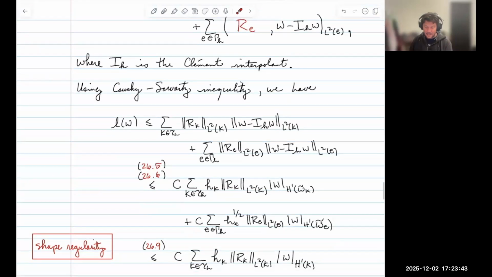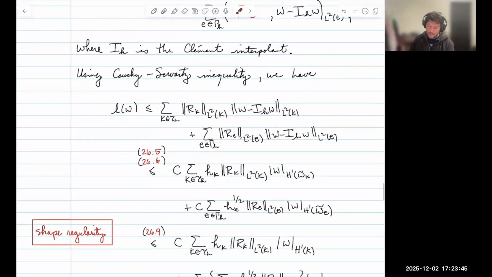Now I'm going to apply my estimates for my Clément interpolant. Remember, those estimates were a little bit weird. They involved beefing up the size of the domain from K to omega K, omega tilde K, and beefing up or expanding the edge to omega tilde edge.